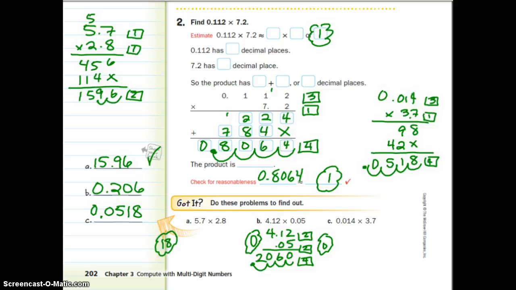And the last one, number C, when we did it, I have it again an estimate of 0. But in this case, I had to annex or place a 0 because I had 4 bunny hops and only 3 digits.